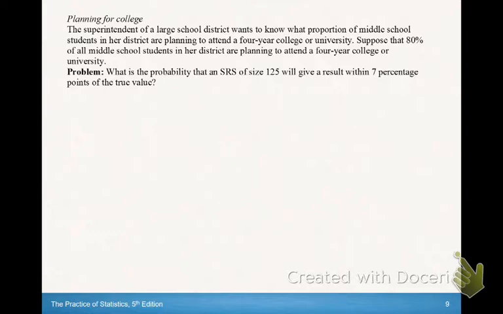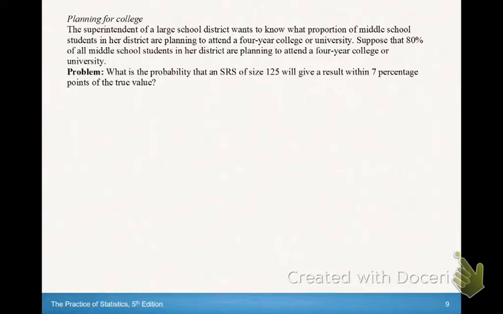Okay, so let's put this all into a problem. Planning for college. The superintendent of a large school district wants to know what proportion of middle school students in her district are planning to attend a four-year college or university. Suppose that 80% of all middle school students in her district are planning to attend a four-year college or university. Problem: what is the probability that a simple random sample of size 125 will give a result within 7 percentage points of the true value?